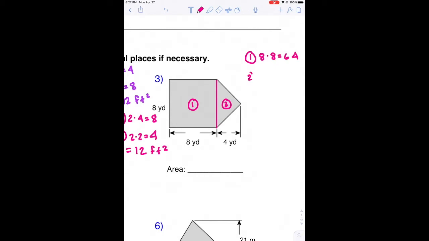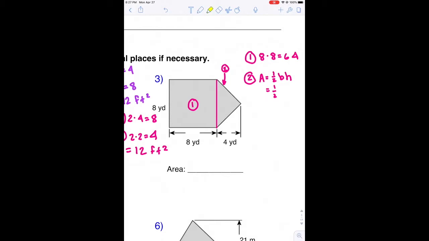Shape 2 is a triangle, which is always a little bit harder. I have to do the 1/2 times base times height. So with triangles, you're required to write the formula down because it's harder. Area equals 1/2 times base times height. 1/2 times, now what are my dimensions? I'm going to move this number 2 out of the way. I'm going to say, okay, this is shape number 2.